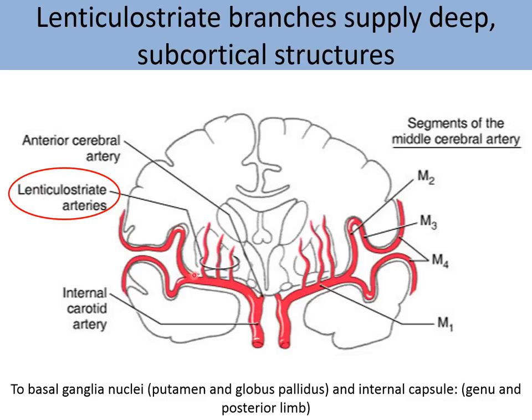Coming off of the middle cerebral artery, you see a number of branches that feed deep structures, the lenticulostriate branches of the middle cerebral artery. They feed important structures here that we'll refer to a great deal later on, including the basal ganglia, the putamen and globus pallidus, as well as the internal capsule, the genu and posterior limb of the internal capsule in this region.